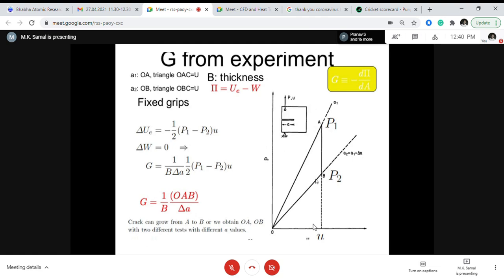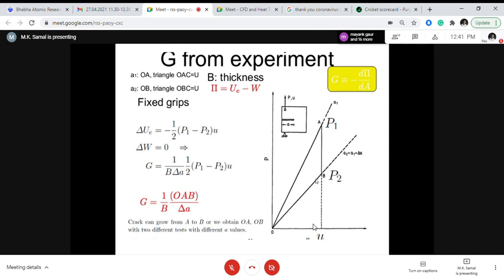And how much strain energy is released? The strain energy which is already stored has reduced because of crack propagation. That strain energy is nothing but (P1 minus P2) into u by 2, and work done is zero. So it is the area under OAB. The total potential energy is the area of OAB, and the potential energy release rate, per unit area, is that divided by B into delta a.